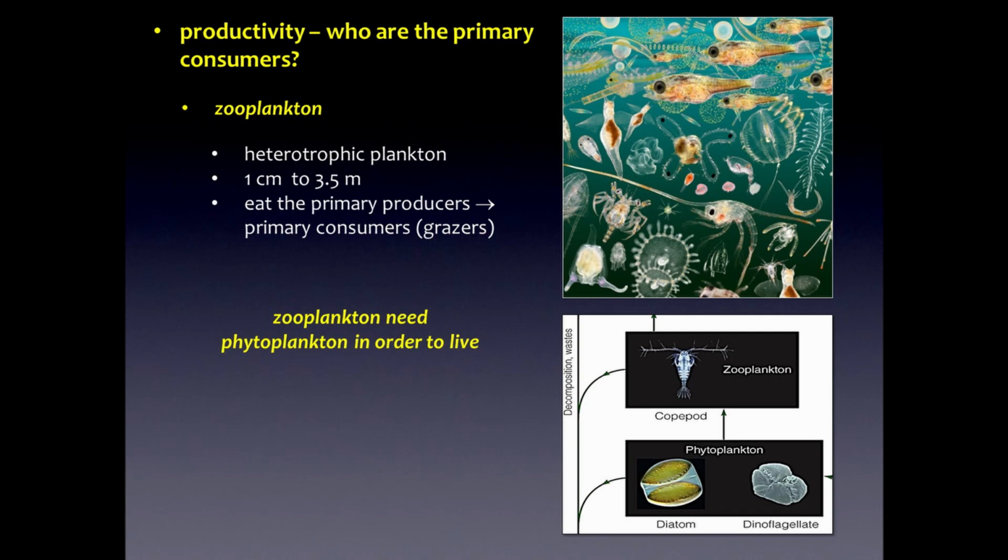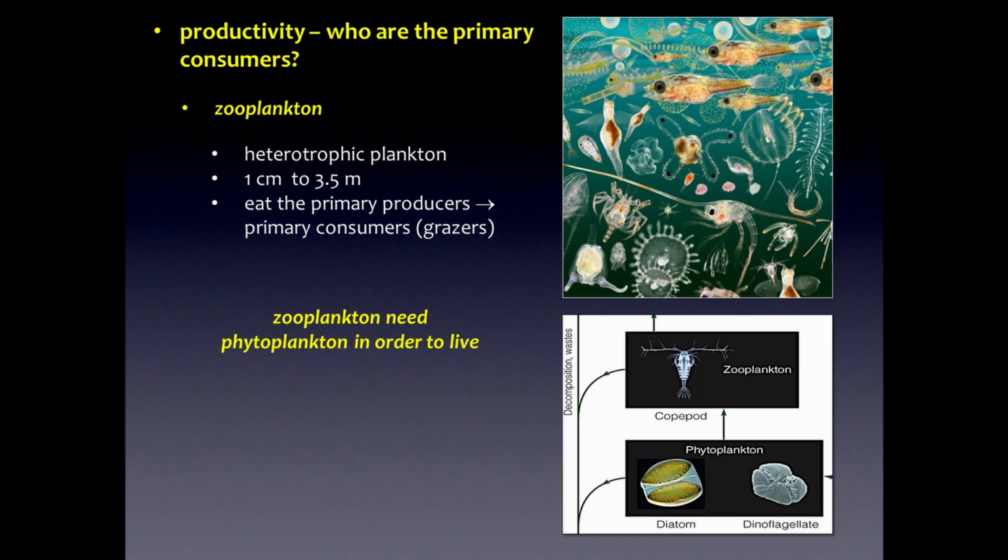Now we should move on and start talking about the primary consumers. Who eats these primary producers, who eats these autotrophs and obtains nutrition, obtains energy from them? And the first place we're going to look at is something called zooplankton. So once again, these are plankton.